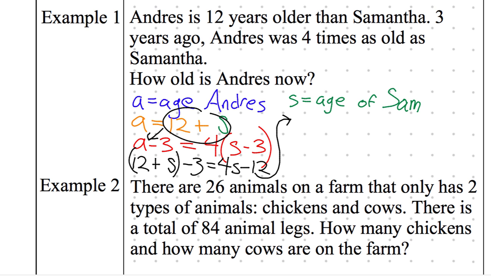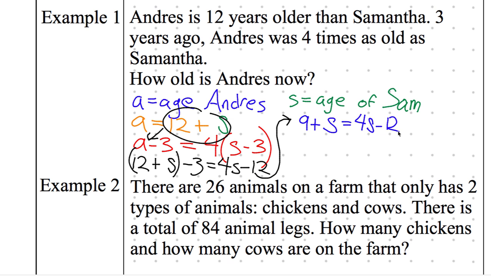I need to simplify the left-hand side of the equal sign. I need to simplify 12 plus S minus 3. I can basically drop the parentheses. I don't need them anymore. What is 12 plus S minus 3 reduced to? What does it simplify to? Fernando? 9 plus S. There it is. All you have to do is combine 12 and minus 3. The S is independent. You have to leave that by itself. And now I have, on the right-hand side, 4S minus 12.